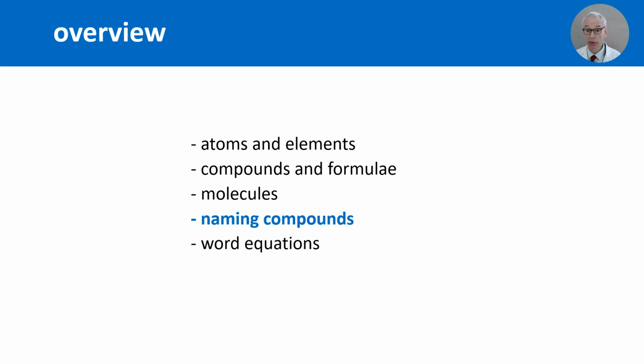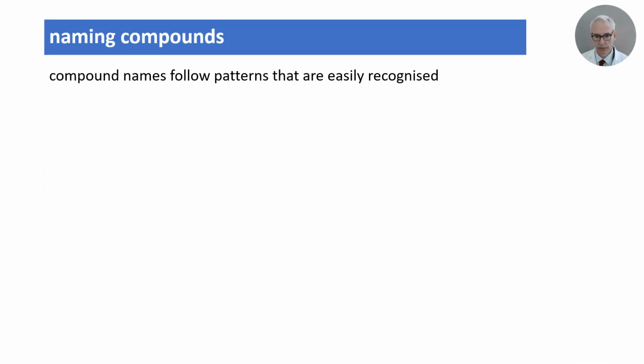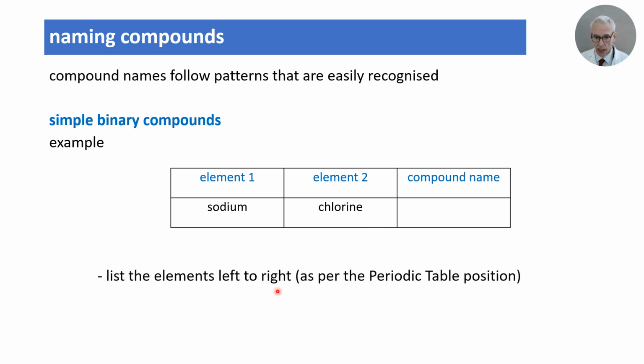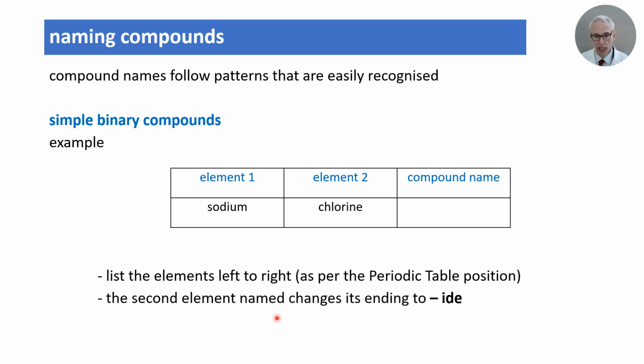Naming compounds. Let's start with an example. A simple binary compound, that is a combination of just two elements. Let's take element 1, sodium, element 2, chlorine. For the name, you simply list the elements left to right as they appear in the periodic table. And the second element name changes its ending to "ide". So for instance, sodium and chlorine, we have sodium chloride.